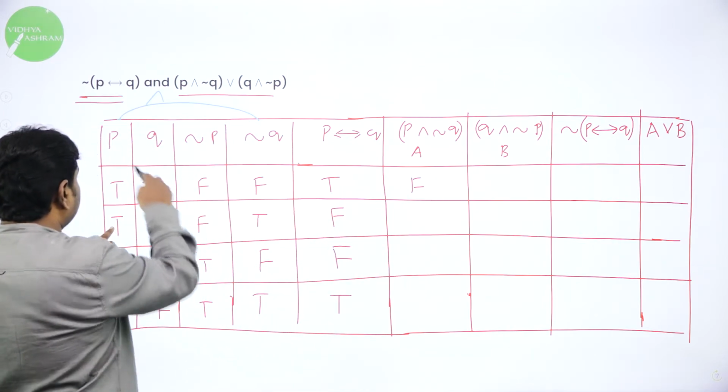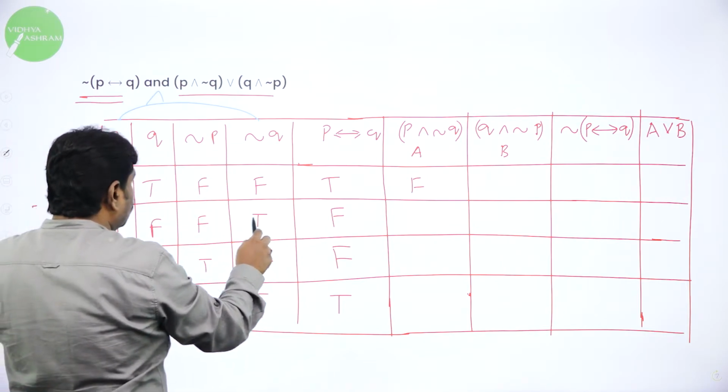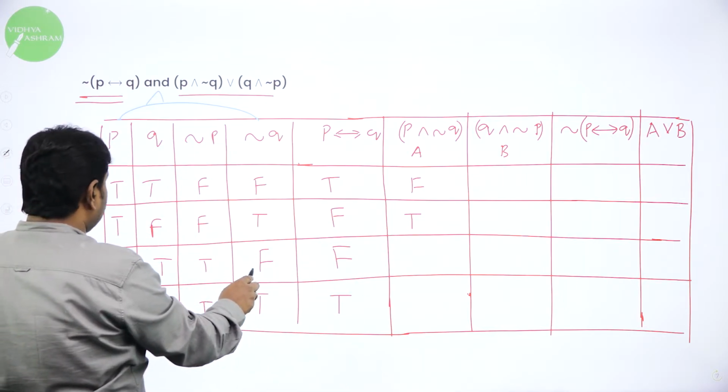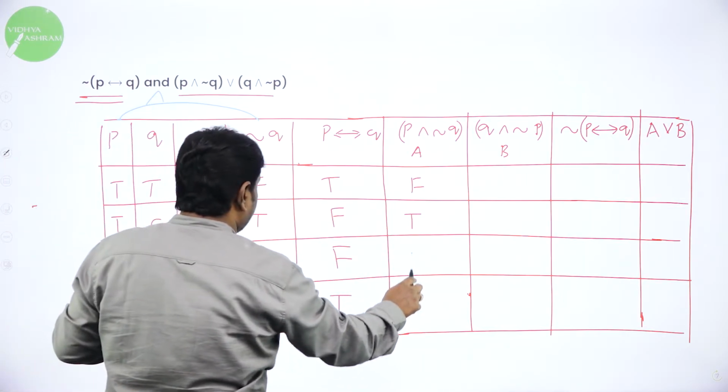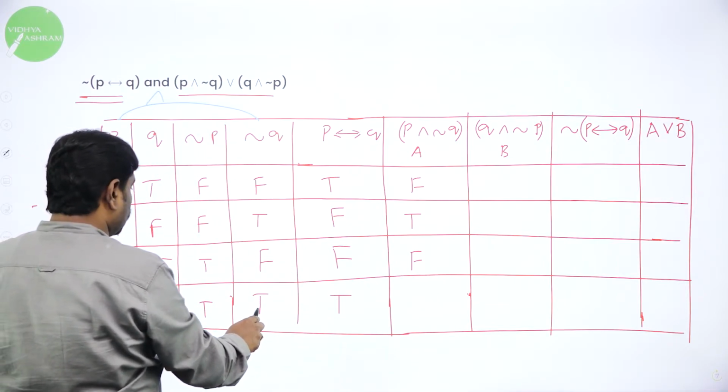And P and not Q. So see the column P, see the column not Q. True and true is true. Then false and false is false. And again false and true is false.